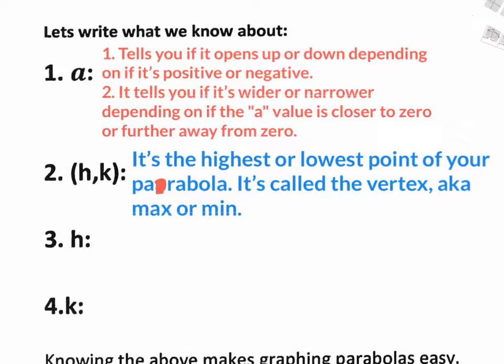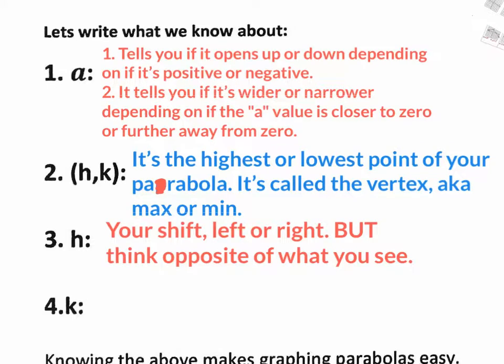And we're also going to refer to the vertex in the future as the maximum value or the minimum value. All right, now the h and the k. The h obviously is the x on your vertex, and the k is the y on your vertex. But in addition to that, when we get to transformations, the h will tell you how many units you shift it to the left or to the right when you're looking at the original parent graph compared to your new graph. So let's write down h will tell you your shift left or right.